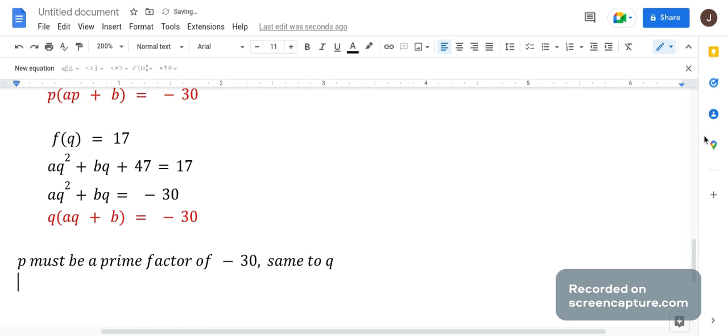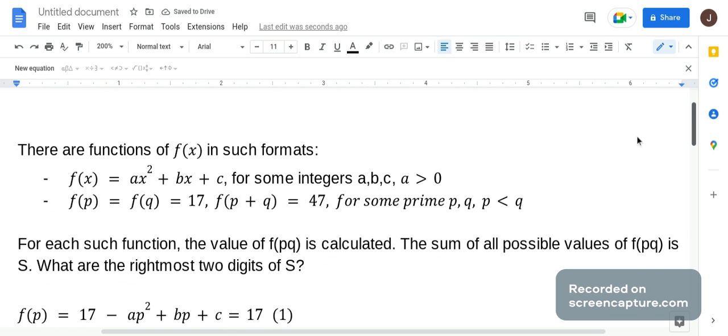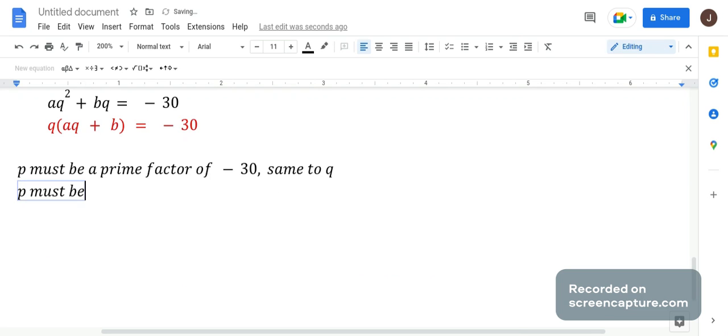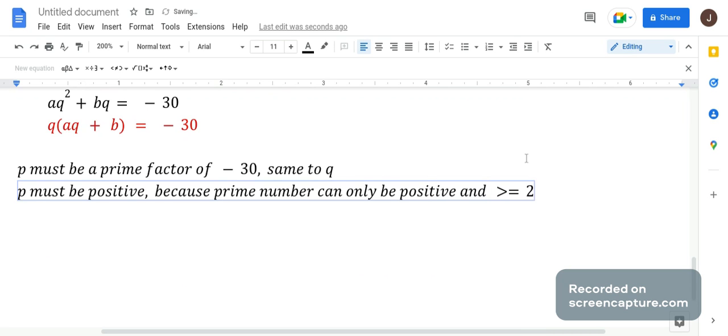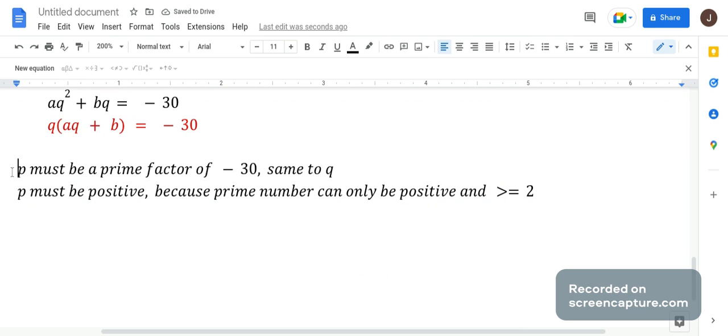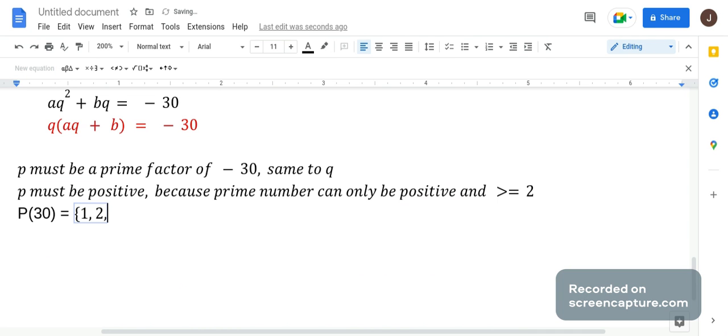The next conclusion we can draw is that p must be positive, because a prime number can only be positive and larger than or equal to 2. So those are the two key conclusions we can get. Now we can find the factors of 30: 1, 2, 3, 5, 6, 10, 15, 30. Those 8 are the factors of 30. Remember, I said factors here, not prime factors. So we need to find the prime factors inside them, which are those 3.